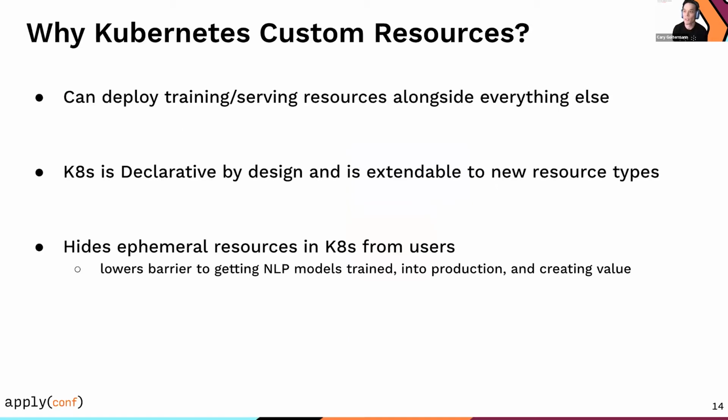So the way we did this was with Kubernetes custom resources. Kubernetes is declarative by design, and so it offers APIs to extend its APIs, in kind of a meta way. And in the same way that Kubernetes allows for the composition of different resources in a declarative way, we extended it to allow for our NLP infrastructure to be served on Kubernetes.